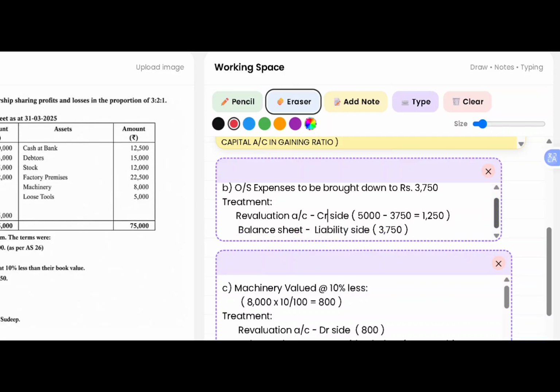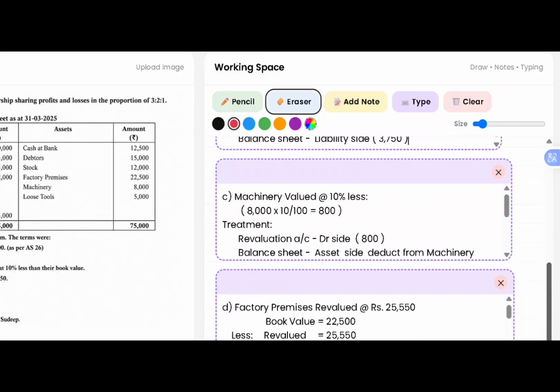So in the revaluation account, we have to record on the credit side the amount of decrease of the liability, that is 5,000 minus 3,750 is equal to 1,250, which will be on the credit side of revaluation account. And in the balance sheet, we will record 3,750, which is given in the adjustment. That is the decreased value of outstanding expenses. The next adjustment we have is the machinery. The machinery is being valued at 10% less, that is, it has to be reduced.